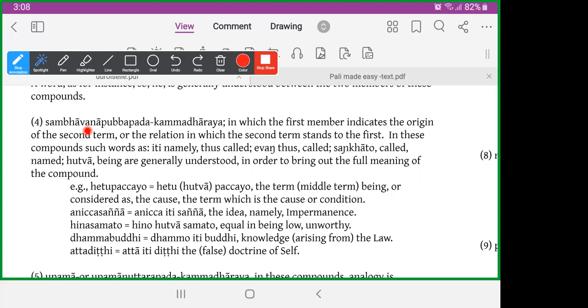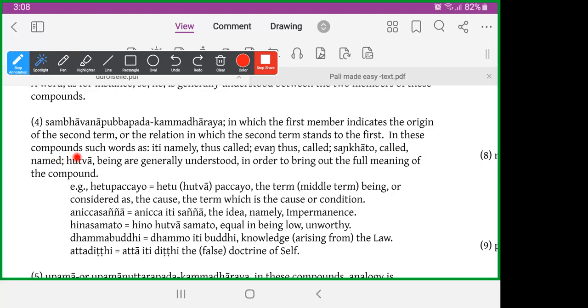Sambhavana Pubbapada Kammadharaya, in which the first member indicates the origin of the second term or the relation in which the second term stands to the first.